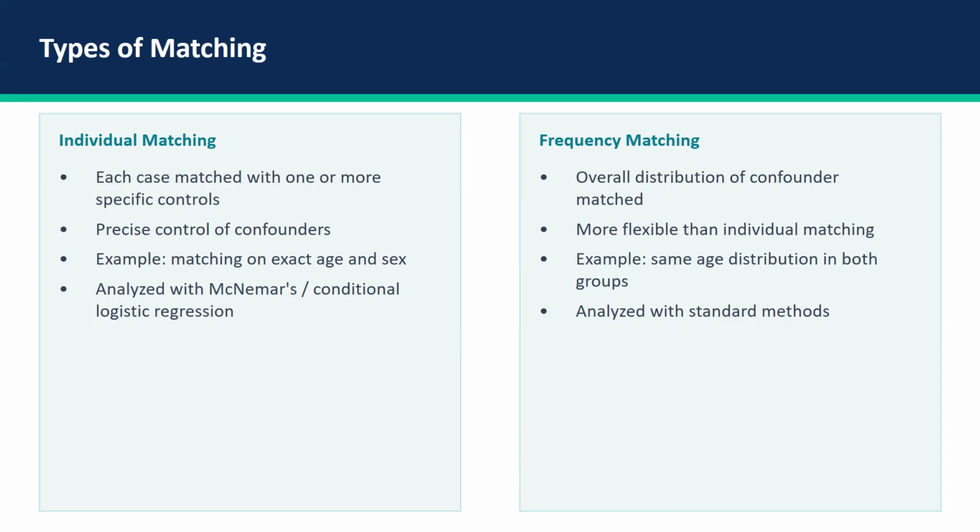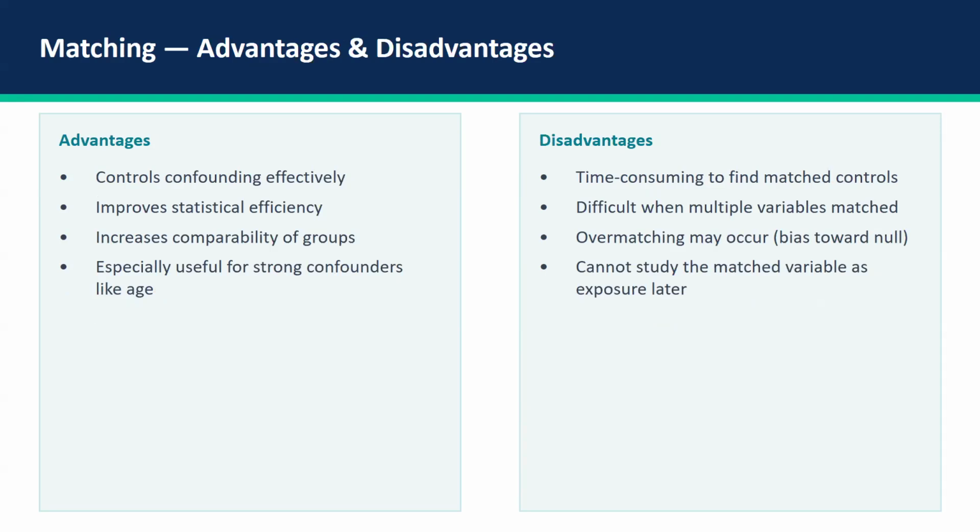In frequency matching, the overall distribution of the confounder is matched. This is more flexible than individual matching. This can also be labeled as group matching. For example, the same age distribution is found in both groups. So they are analyzed by the standard methods.